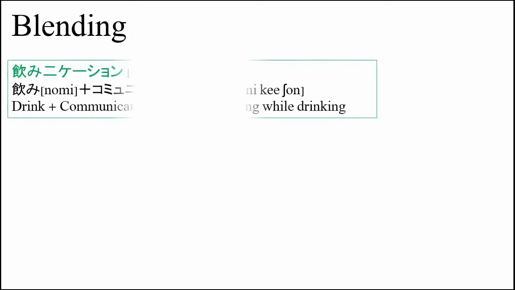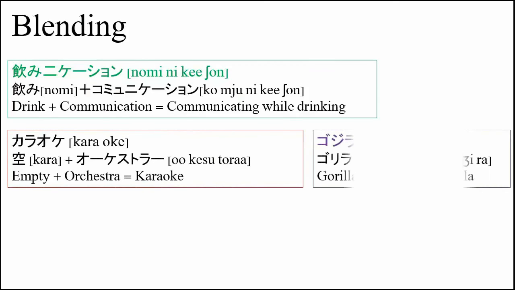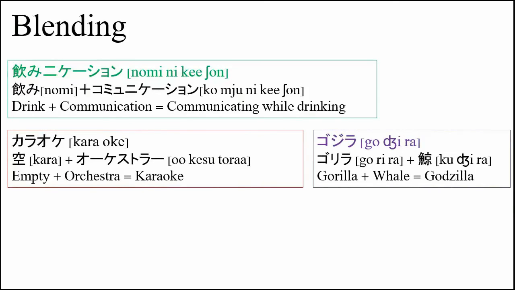Next, we have blending. A popular word used recently is nominikation. Nomi means to drink, and the nikation comes from communication. Nominikation is a word meaning communicating while drinking. We have another word that is famous worldwide, which is Godzilla. Godzilla in Japanese is pronounced Gojira. This word is actually made from combining gorilla and kujira, which means whale.